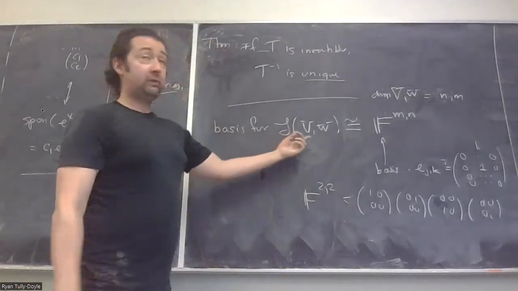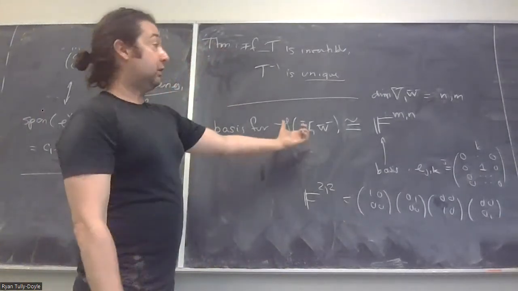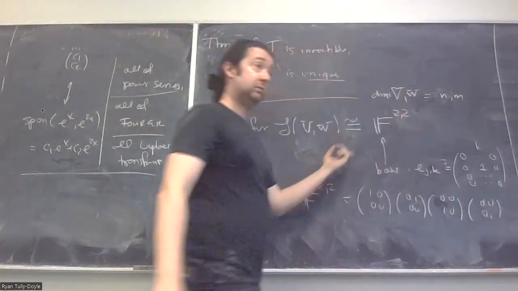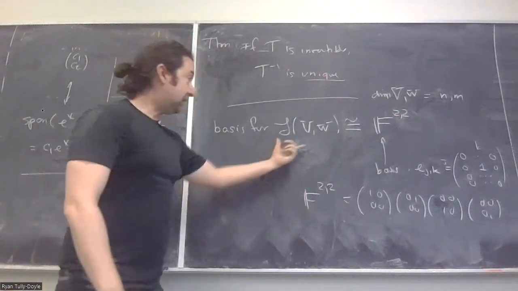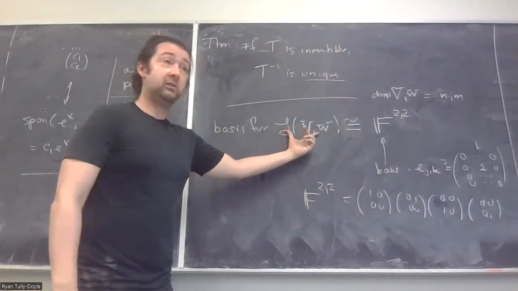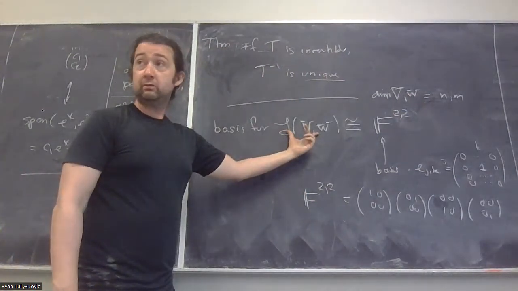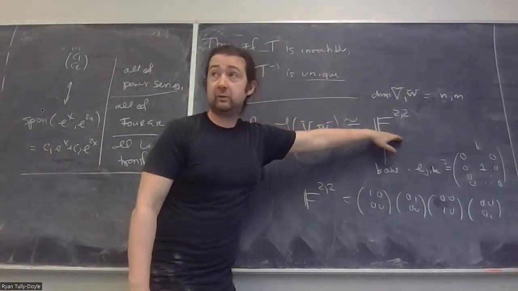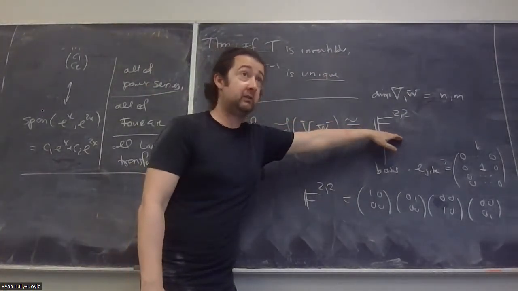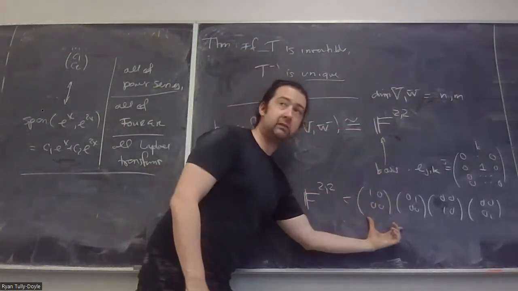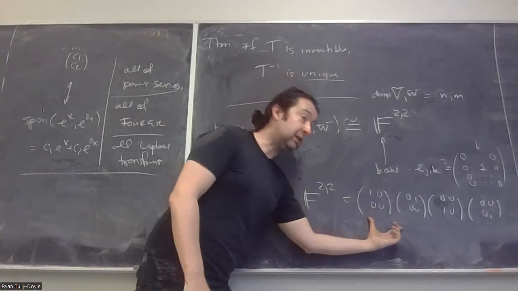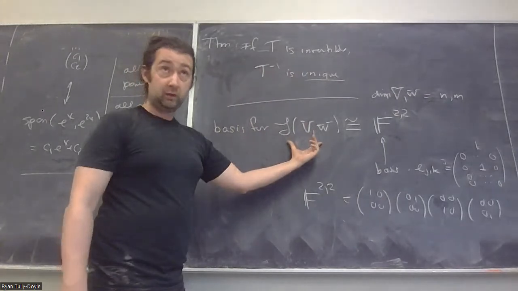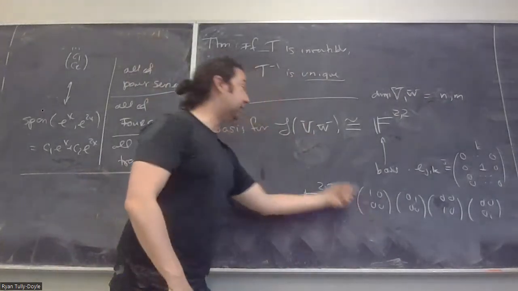So let's suppose you had L(V,W) and it was isomorphic to F^(2×2). How would I get a basis for this space? First off, what would the dimension of this space be? If it's isomorphic to this space, could it have a different dimension? No, isomorphic spaces have the same dimension. How many elements are in the basis for the 2x2 matrices? So what's the dimension of this space of maps? 4.